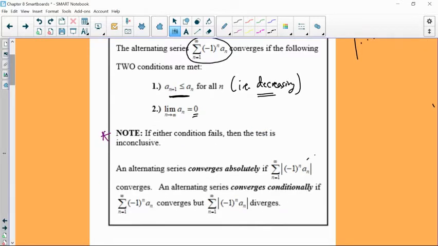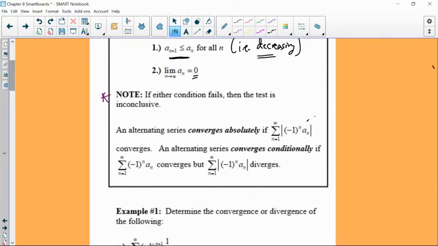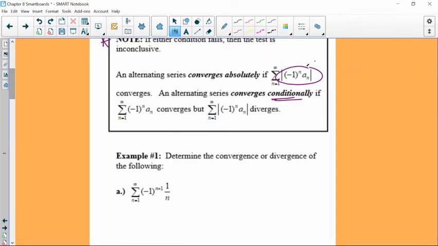Then we're going to talk about, if it converges, is it converging just based on the fact that it alternates? That's called conditional convergence. It's converging with the condition that it continues to alternate, or would it converge regardless of whether it alternated or not? We'll find out that some alternating series only converge because they alternate. And if you take away the alternating part, by looking at its absolute value, you'll see that it does in fact diverge.